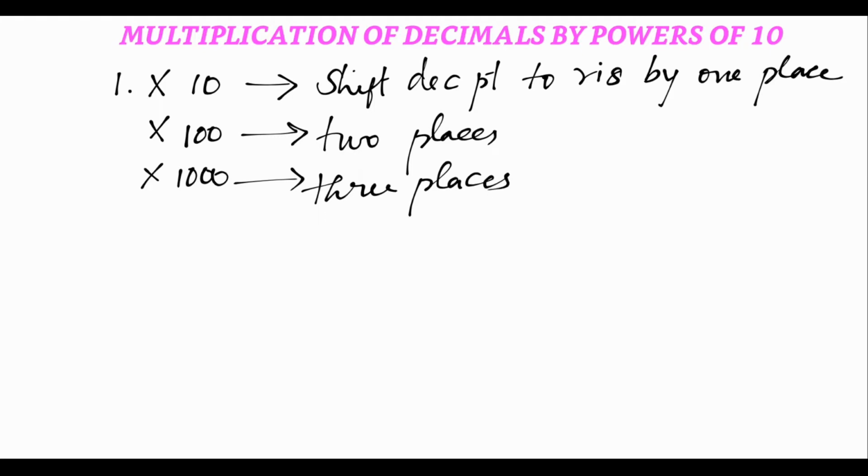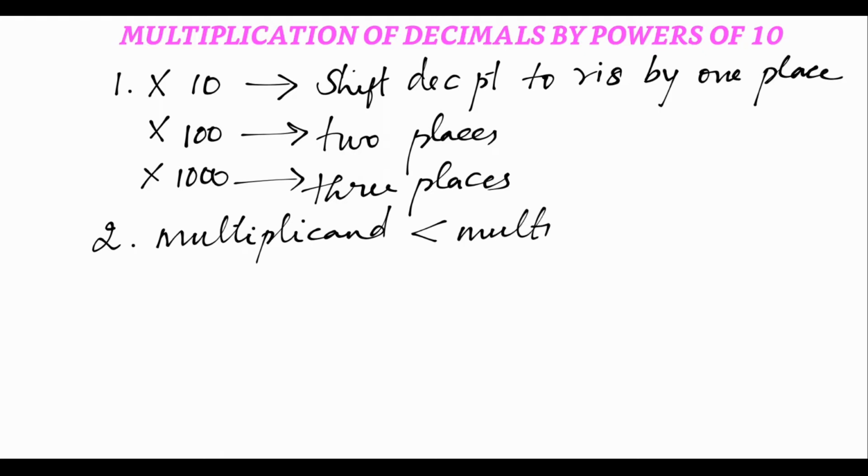And then the second point: if the multiplicand is less than the multiplier, then you have to add 0 at the end.